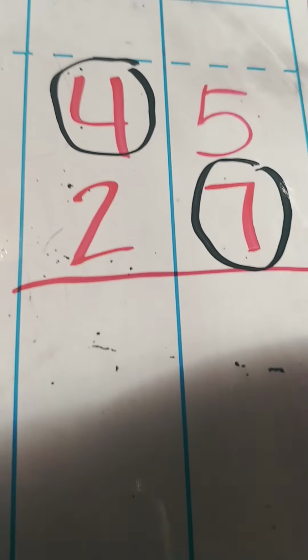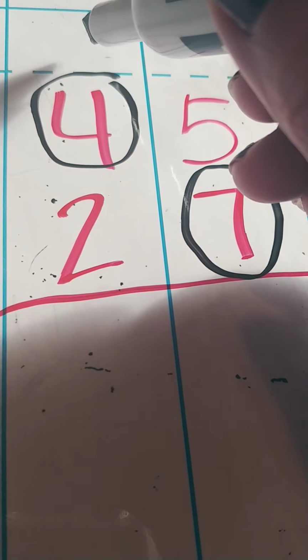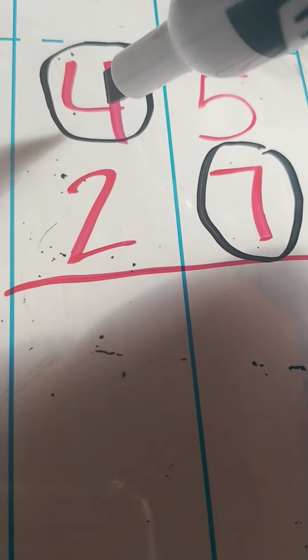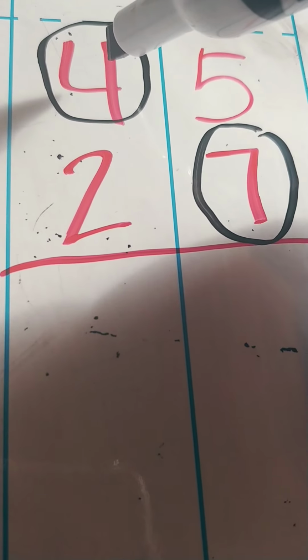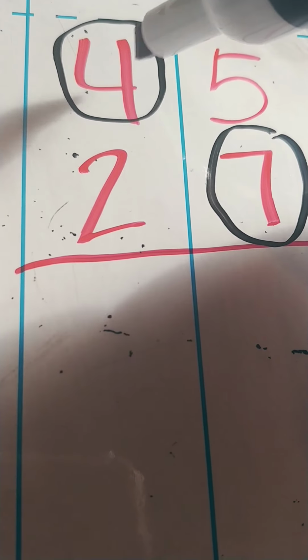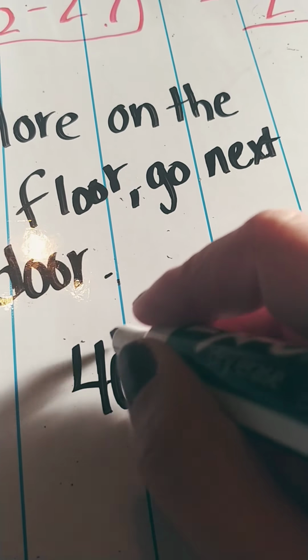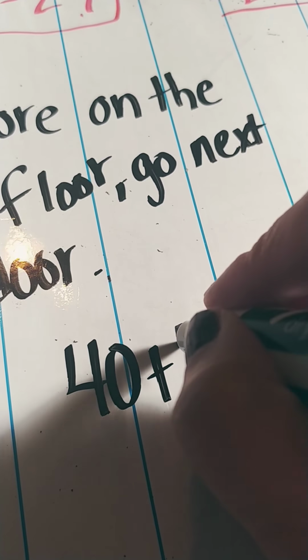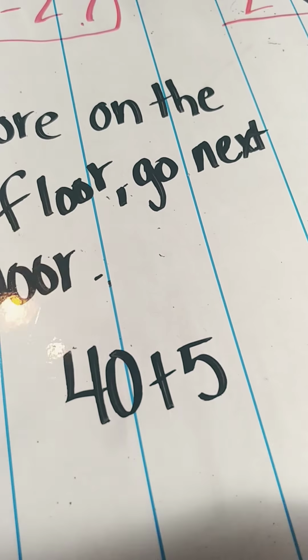So what we need to realize is that this is not just 4, it is actually 40. And this is 5, because remember, if we wrote this out in expanded form, it would actually be 40 plus 5.